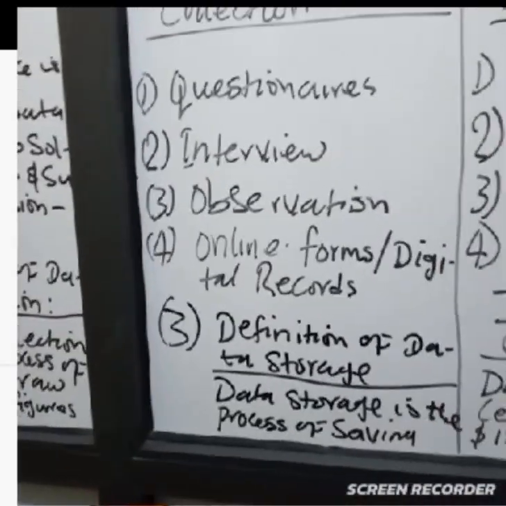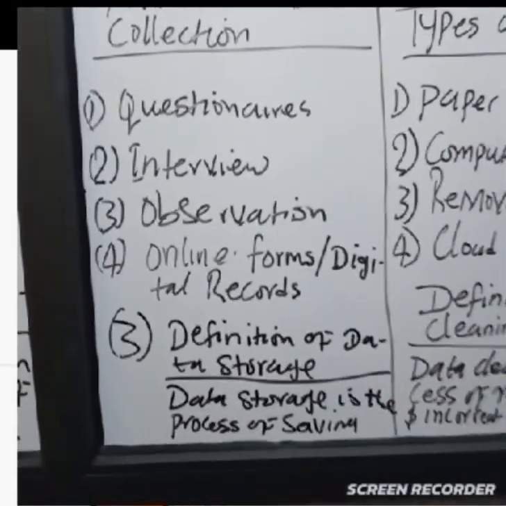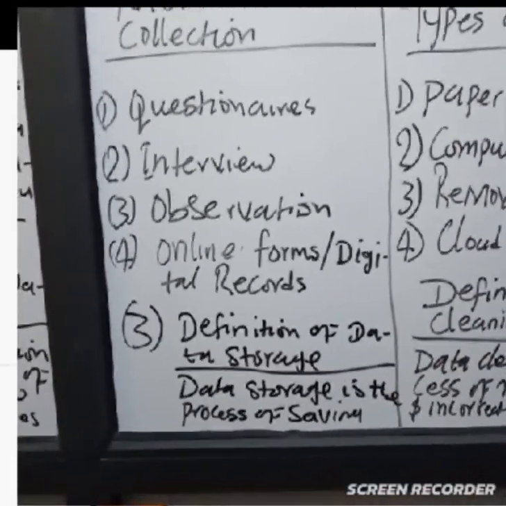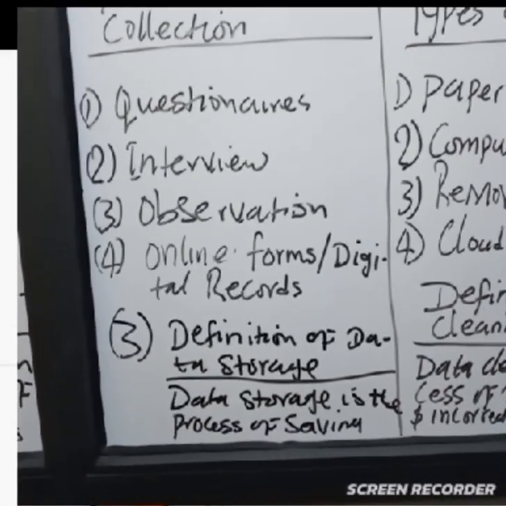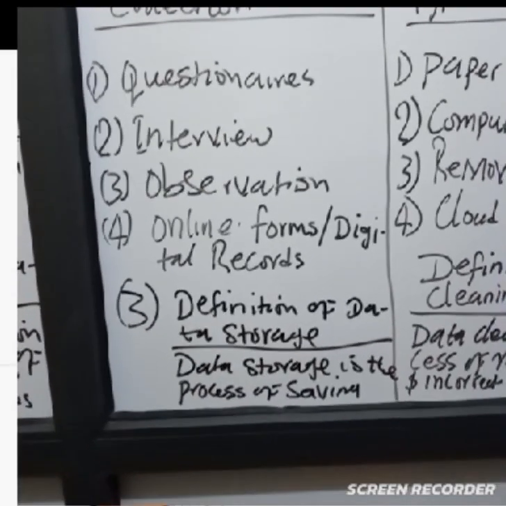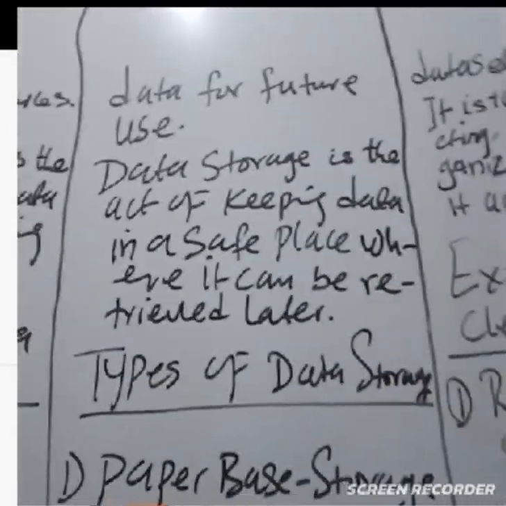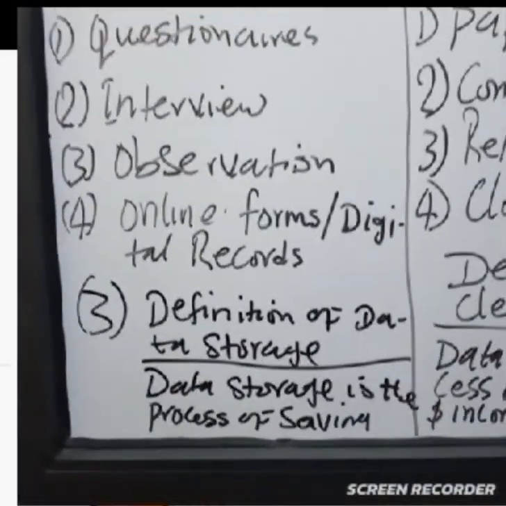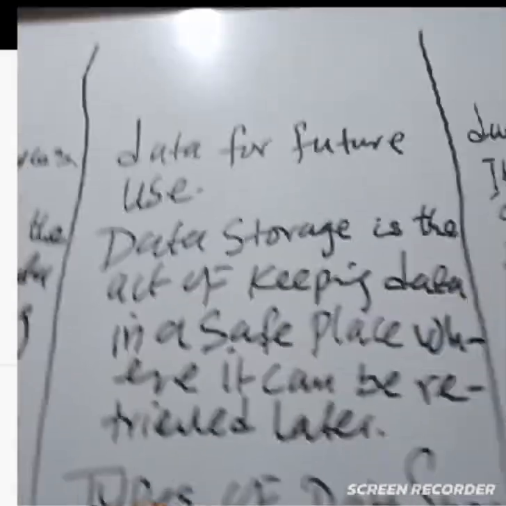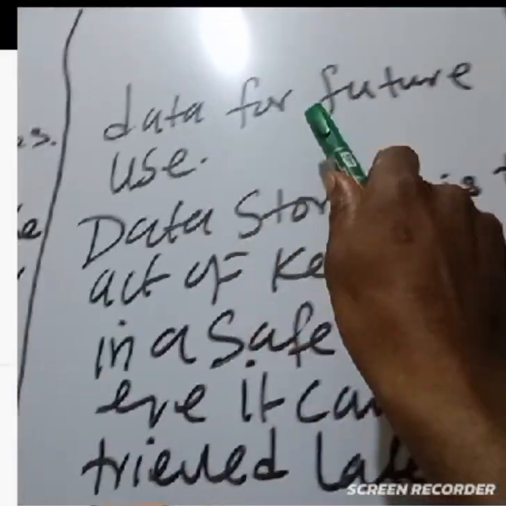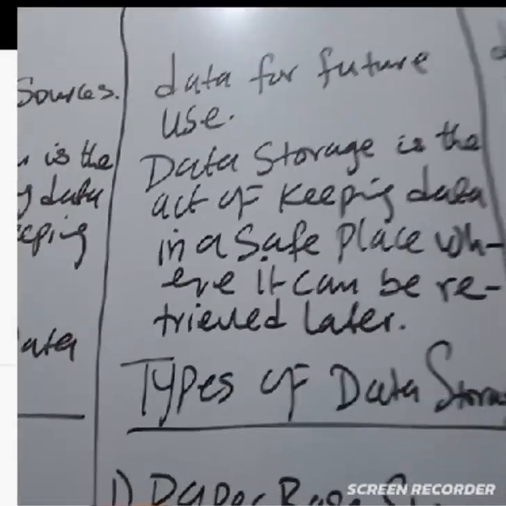Okay, so let's move on to our objective number three, data storage. Definition of data storage. Data storage is the process of saving data for future use. Data storage is the process of saving data for future use. That is data storage, number one.